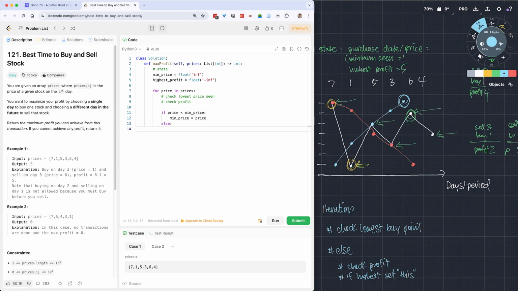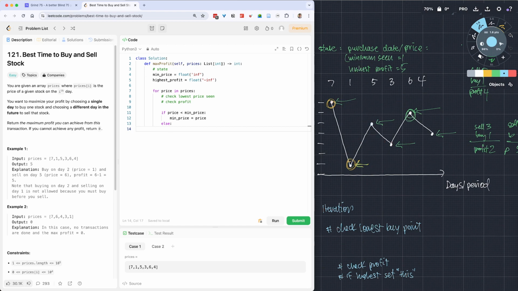So if it's not the smallest price ever, then it is some number that is larger than, let me turn this layer off. If it's not the lowest price ever, so it's not this one, then it's some number that is larger than the lowest price that we've seen, right?